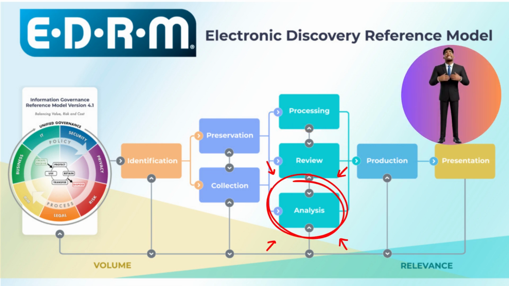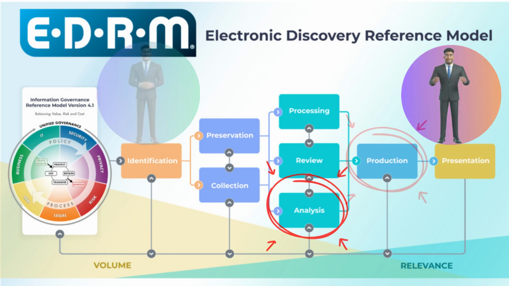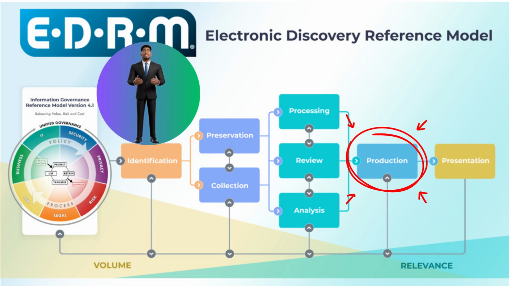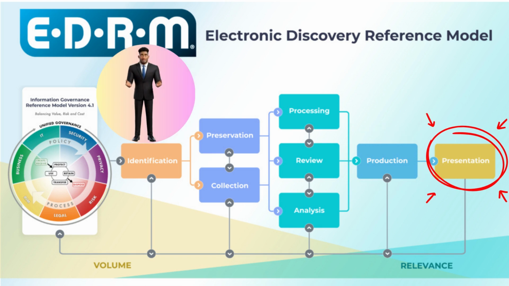Analysis. At this stage, patterns, key concepts, and insights within the data that might be helpful to the legal team are identified. Production. This is when the relevant, non-privileged ESI is delivered to the opposing party in an agreed upon format. Presentation. At this stage, the ESI is used as evidence in depositions, hearings, or trials.